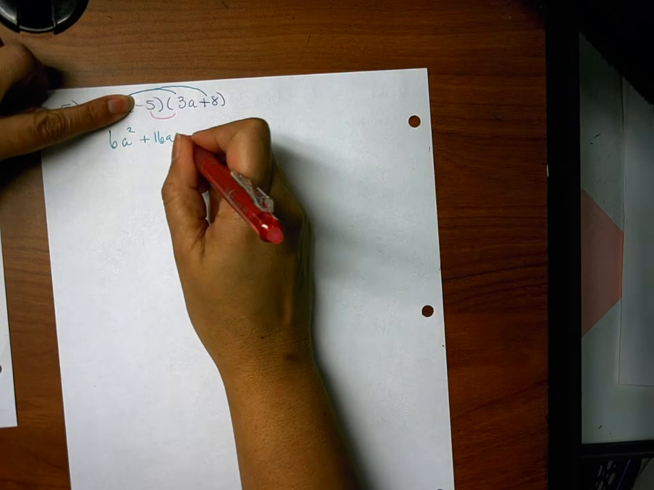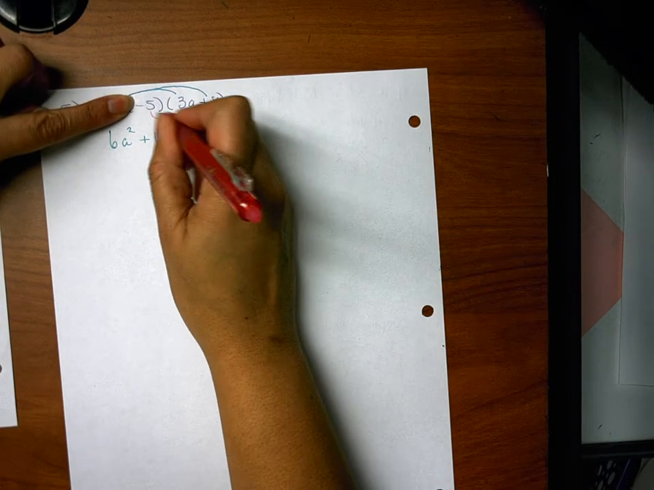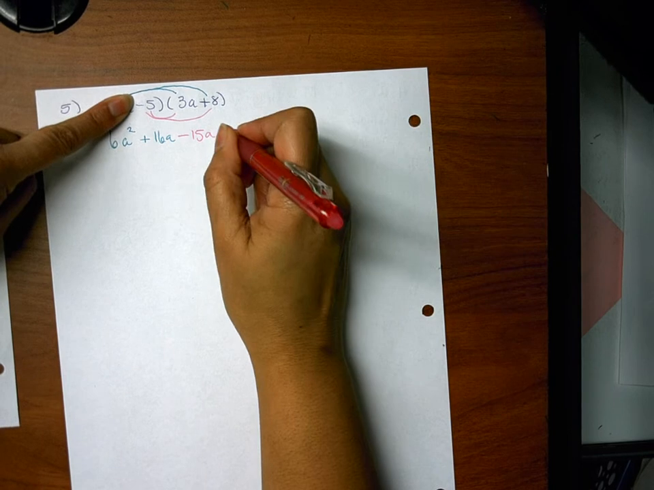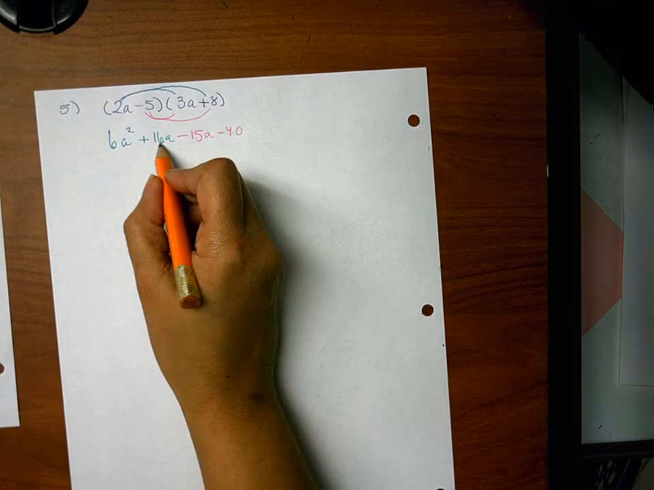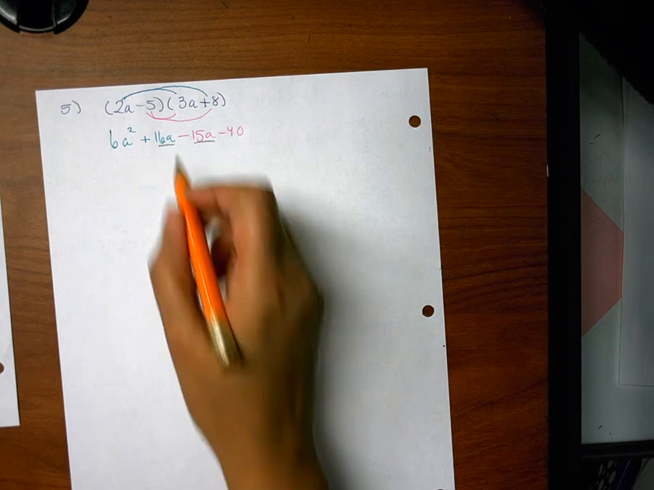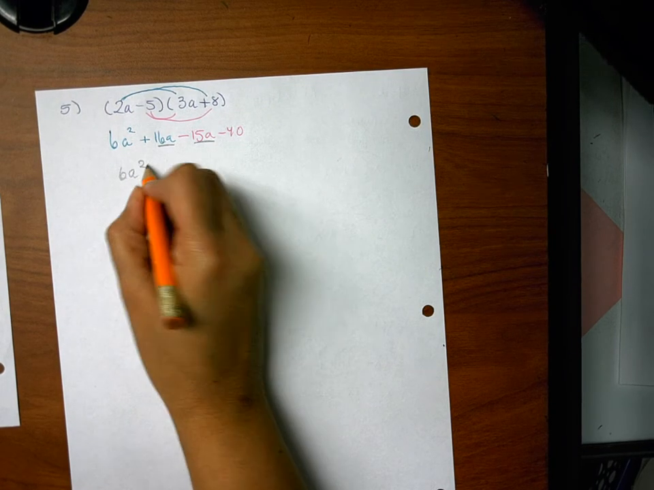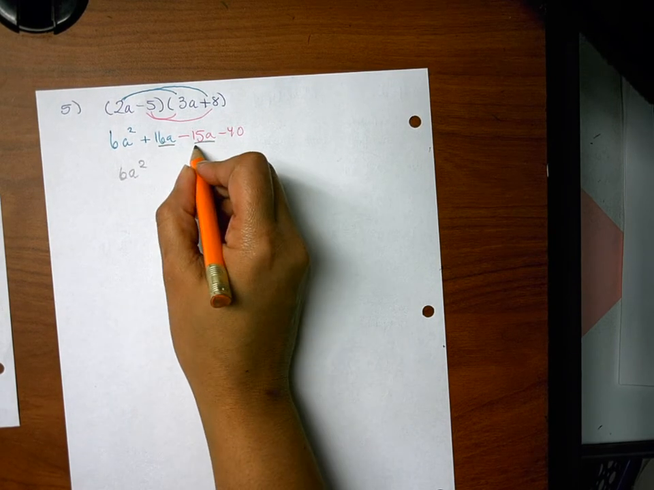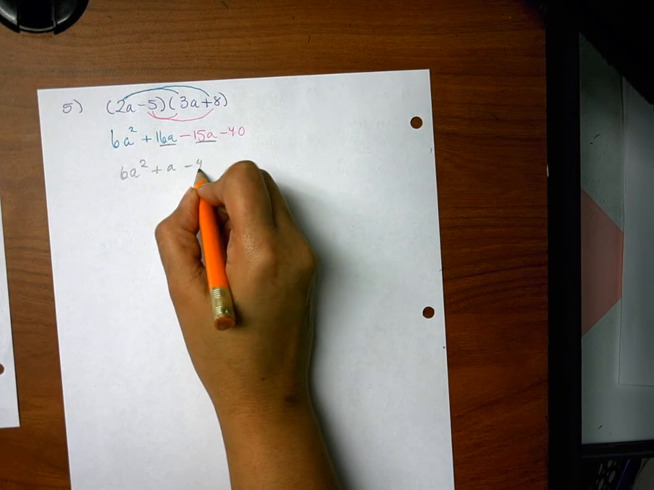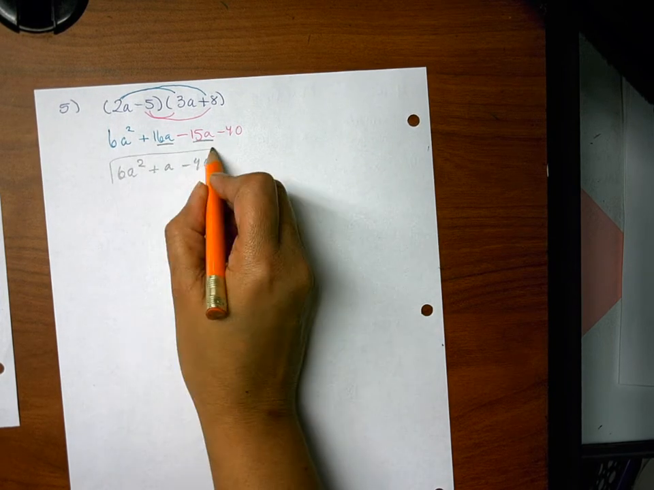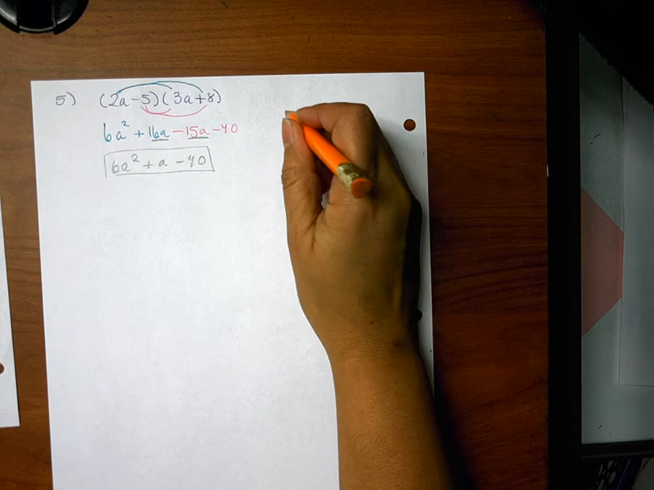Okay, now I'm going to distribute the negative 5. Negative 5 times 3a is negative 15a. Negative 5 times positive 8 is negative 40. And then I check if there's like terms. Most of the time there will be, just depending on what you started with. 6a squared. 16a and negative 15a is positive 1a, or just plus a, minus 40.